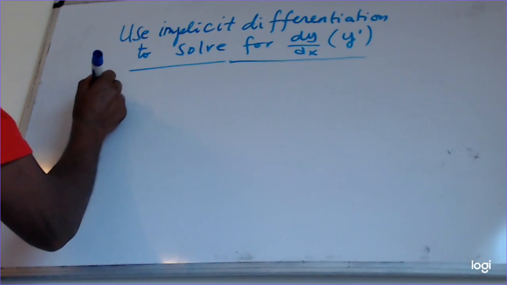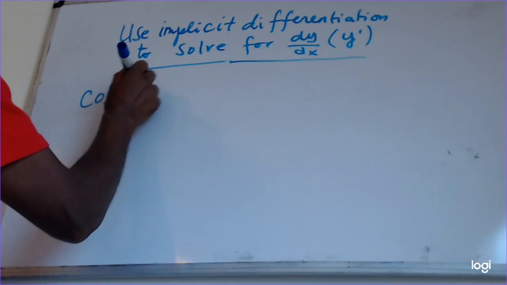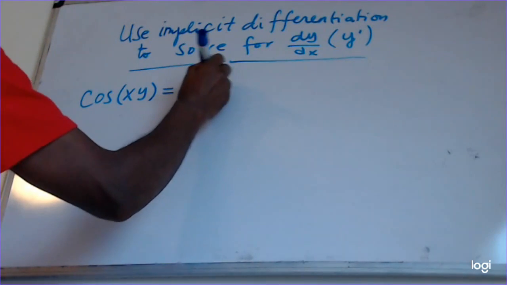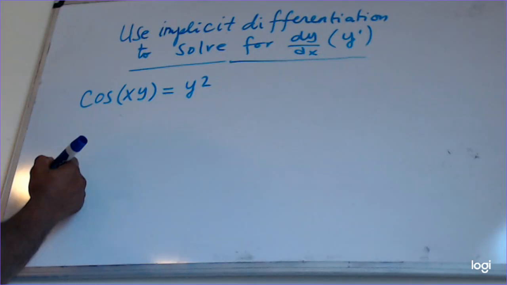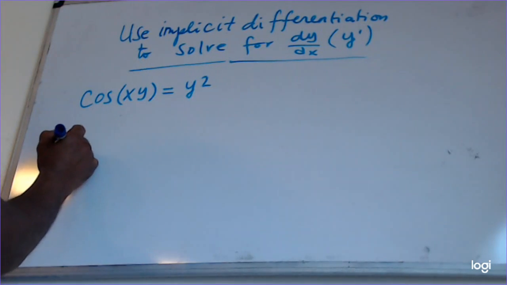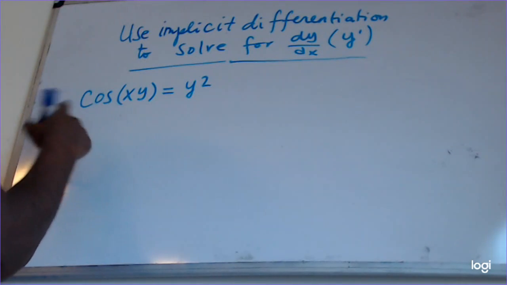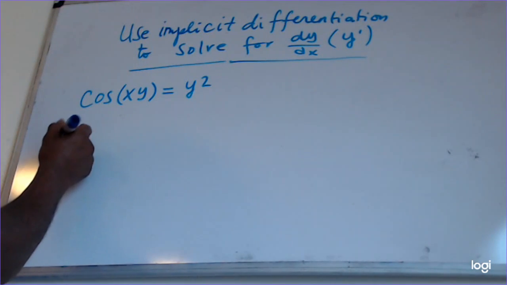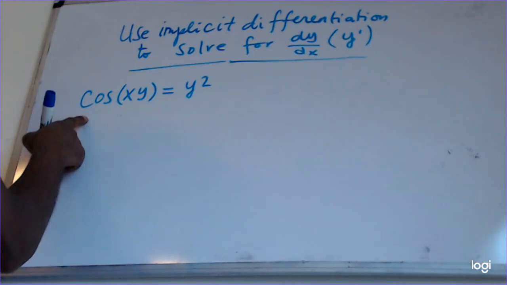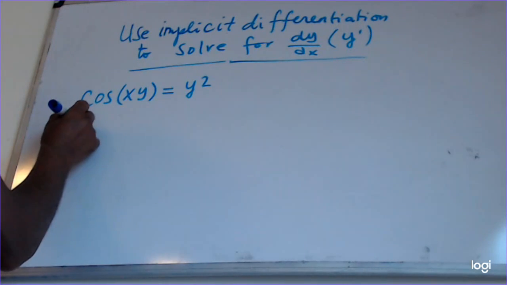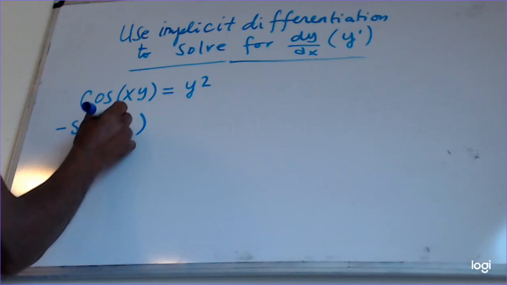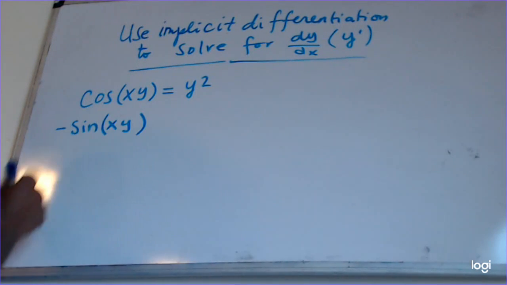So the question says the cosine of x times y equals y squared. Okay, so cosine of xy equals y squared. When we use implicit differentiation, we will differentiate both in terms of the x and the y. Differentiate cosine: the derivative of cosine is negative sine of whatever the input is, so in this case, xy.